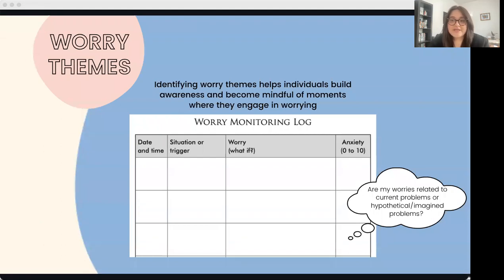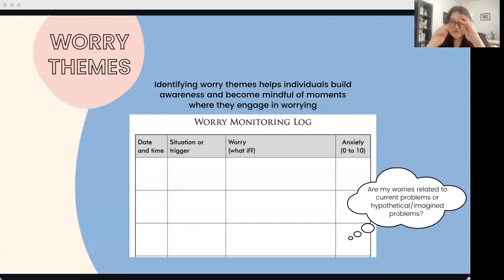So the first step in treatment is the identification of worry themes and their content. This helps the client build awareness of their worries and helps them become mindful of moments where they engage in worrying. To do so, it's useful for clients to essentially just log their worries, right? This entails identifying the anxiety-provoking situation that triggered the worries, what worries are present, and to rate their accompanying anxiety on a scale of 0 to 10. 0, of course, being no anxiety present, 10 being the most anxiety someone can experience.